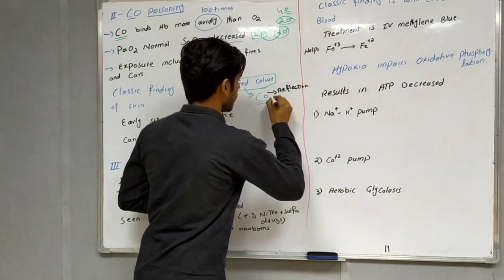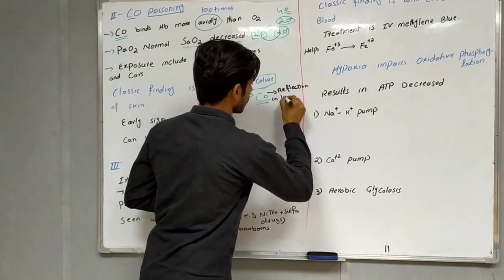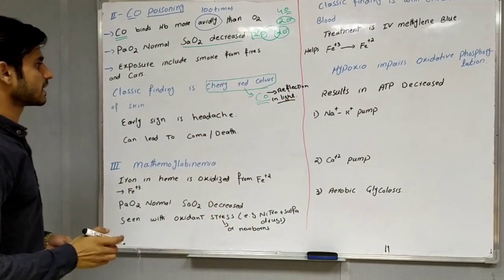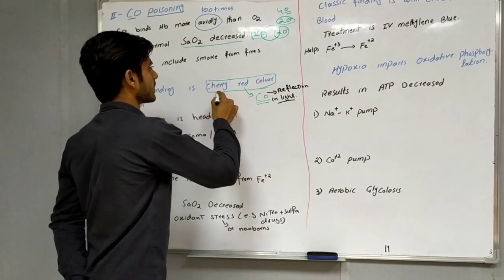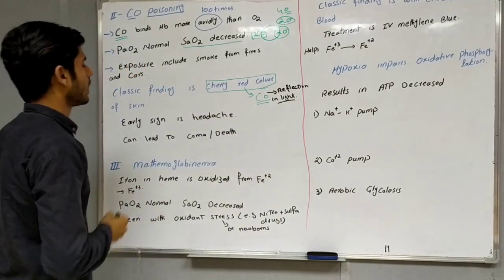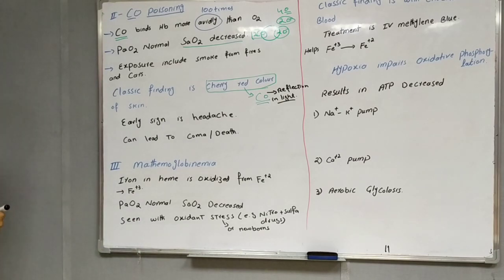And reflection in light. Then carbon monoxide will show reflection in the light, and it will give the cherry red color of the skin. So this is the clinical finding, a classical finding of this disease, carbon monoxide poisoning.